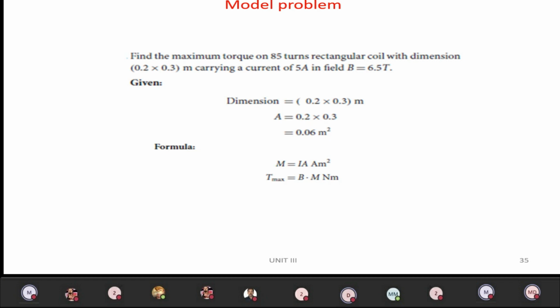What is the maximum torque on an 85 turns rectangular coil with dimension 0.2 cross 0.3 meter, carrying a current of 5 amperes in the field of 6.5 T? That's what they have asked. So what is the maximum torque formula? You can see it here in the slide.